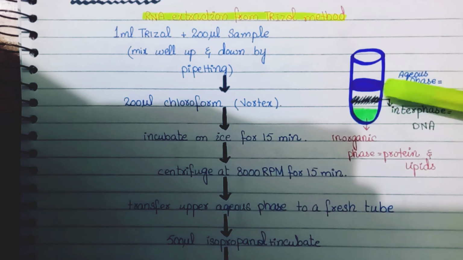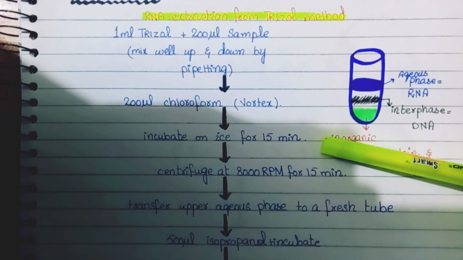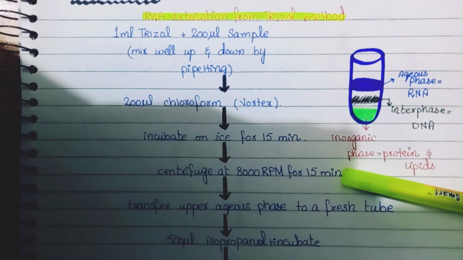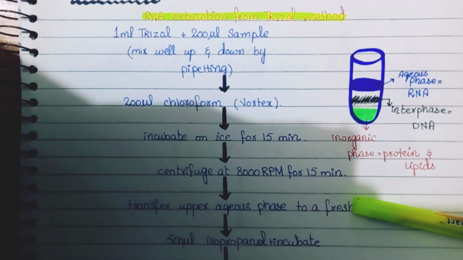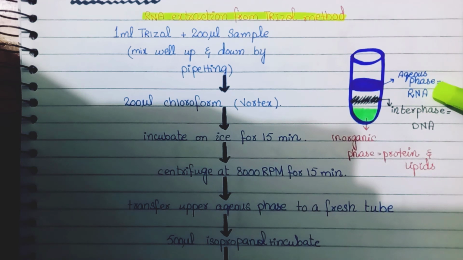Then after adding the chloroform, 3 layers are formed. The first layer is the aqueous layer, in which the RNA is present. Second, the interphase, and the third is the organic phase. Then after that, incubate on ice for about 15 minutes. Then after incubation, centrifuge. Then transfer the upper aqueous phase to a fresh tube or a spin column tube, because the upper aqueous phase contains the RNA, that's why it is separated in a fresh tube.